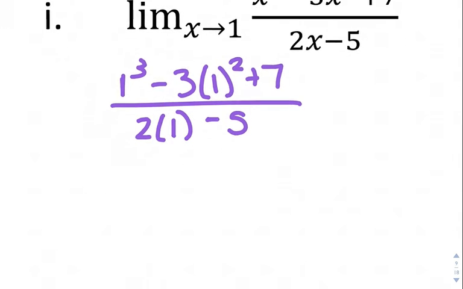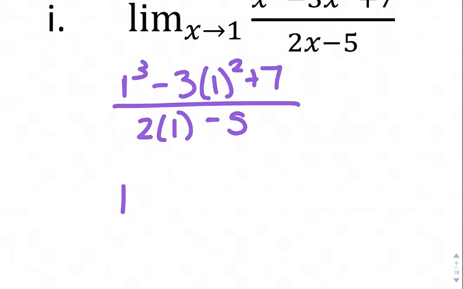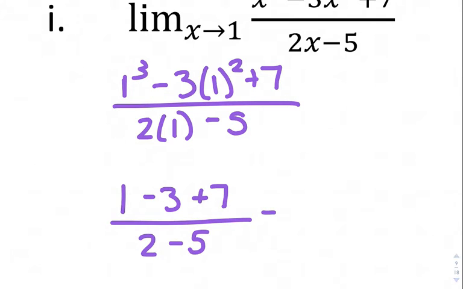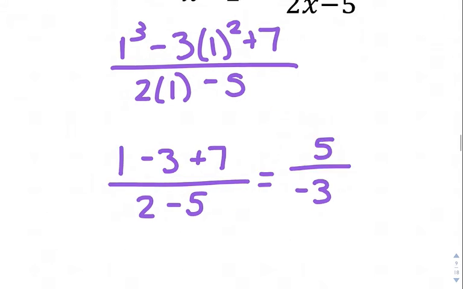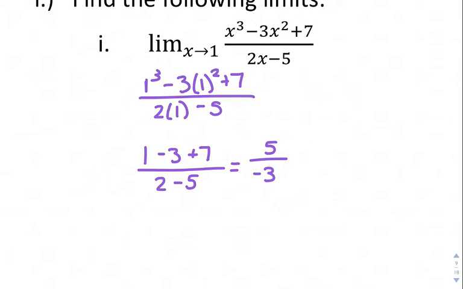So when I simplify this, I would get 1. -3 times 1 squared is just -3 plus 7. On the bottom it would be 2 minus 5. And then I would simplify that, and that would be 5 over -3. So notice how -3 is on the bottom and it's not 0. That's why this one works, where you can just plug in your x value.